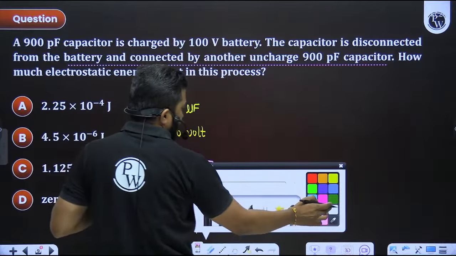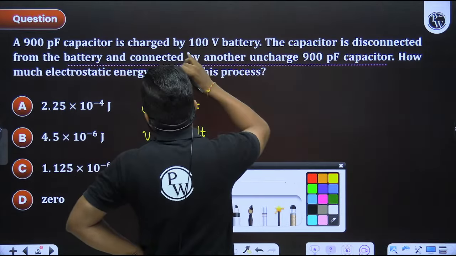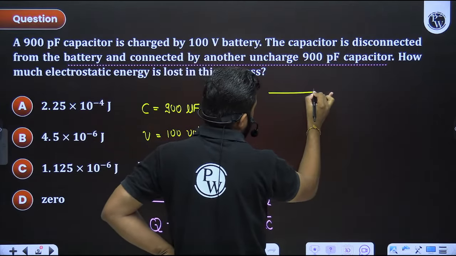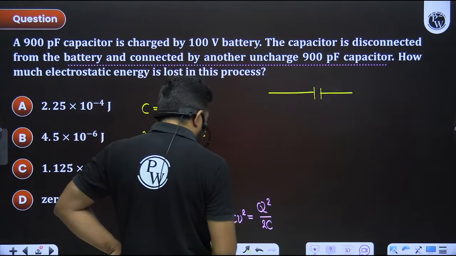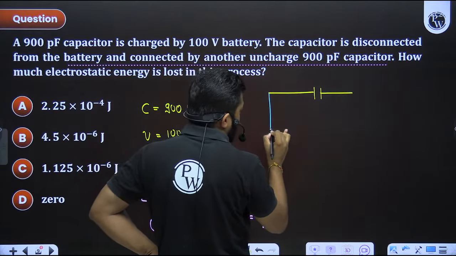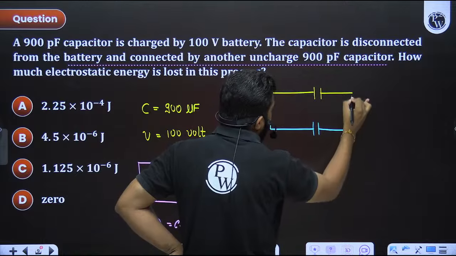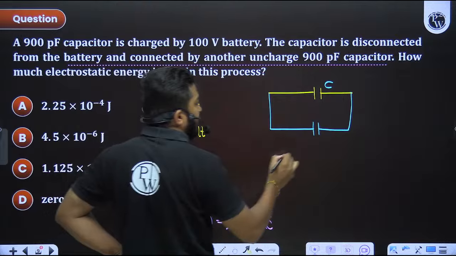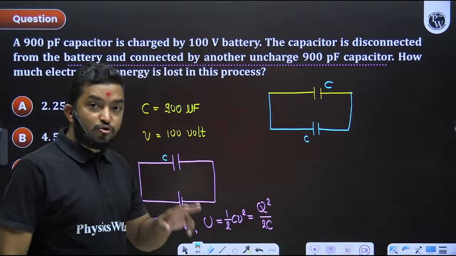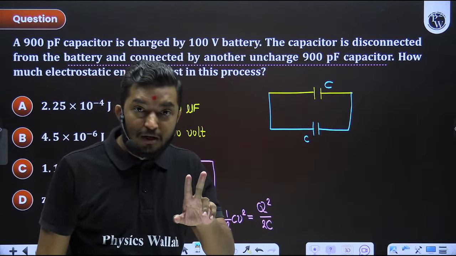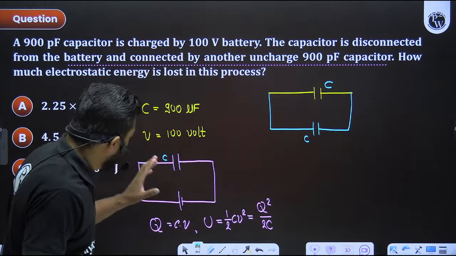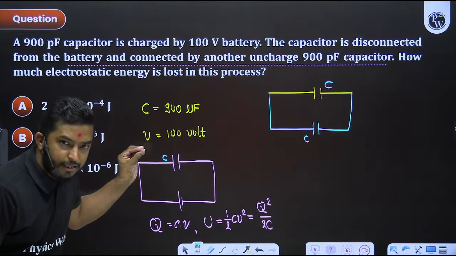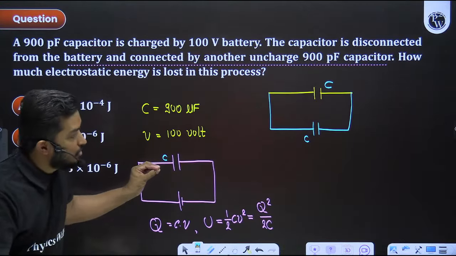After that, they said to disconnect this capacitor from the battery. Then we connect this capacitor with another capacitor, and the main thing is that the capacitance of the new capacitor is the same as the initial one. So both capacitors have the same value. By that I can say, just listen carefully, half of the charge available on the initial capacitor is going to pass on to the other capacitor.